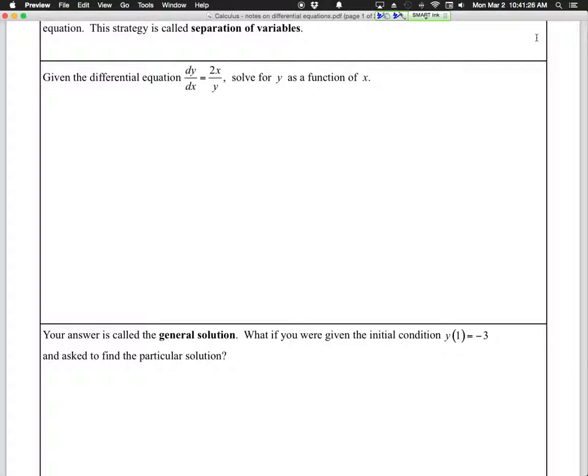We want to get the stuff that involves y and put it on the left, and we want the stuff that involves x and put it on the right. So that's how we want to separate. Y is on the left, x is on the right. So what am I going to do in this case to separate? Multiply by y, multiply by dx. So I have y dy equals 2x dx.